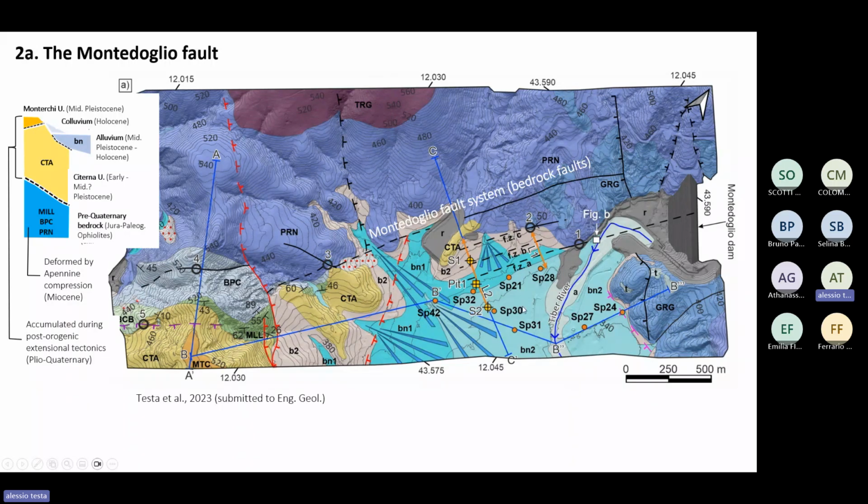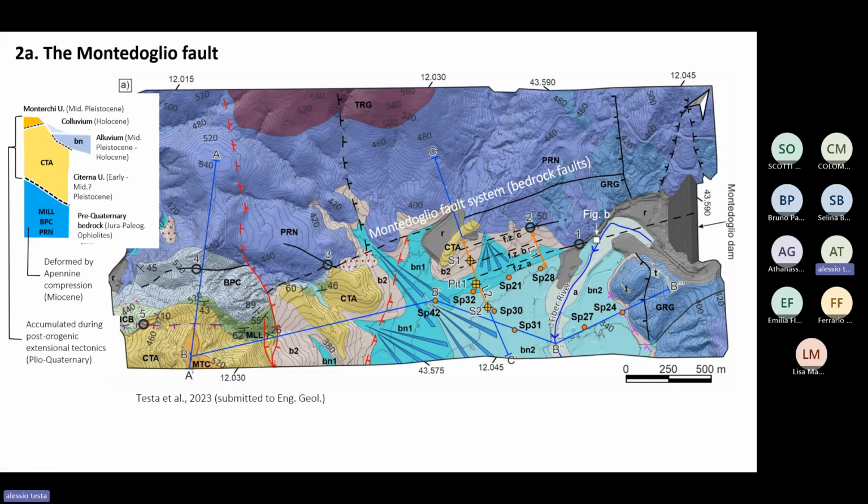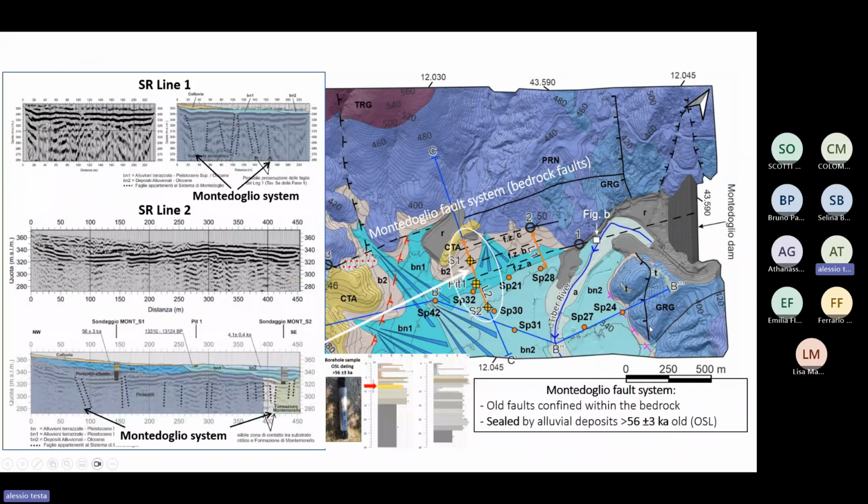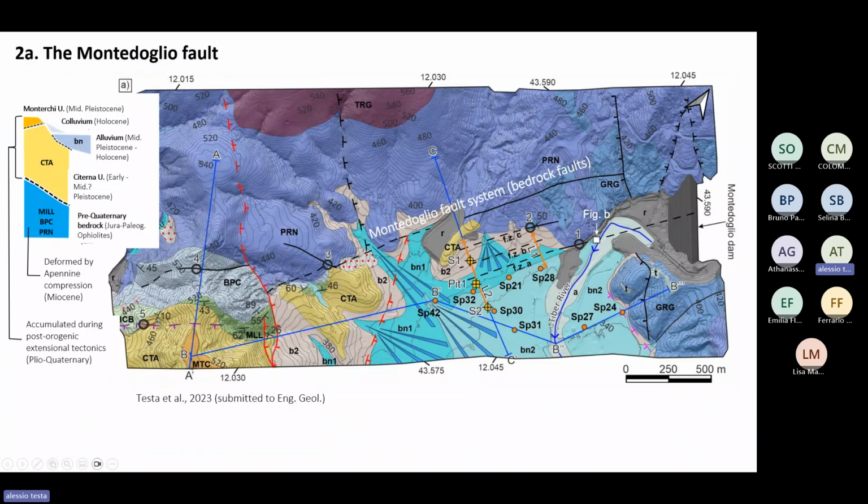So the first target of this study was to understand if there is a long capable fault beneath the dam. Actually, we did not find evidence of a single continuous fault crossing the dam. Instead, we mapped several parallel faults in the bedrock that we called the Montedoglio fault system. One of those faults crops out here, and it strikes through the dam, actually.